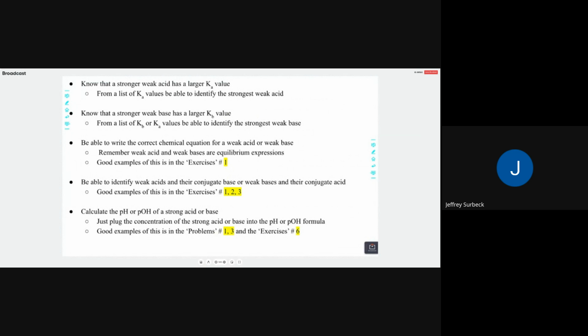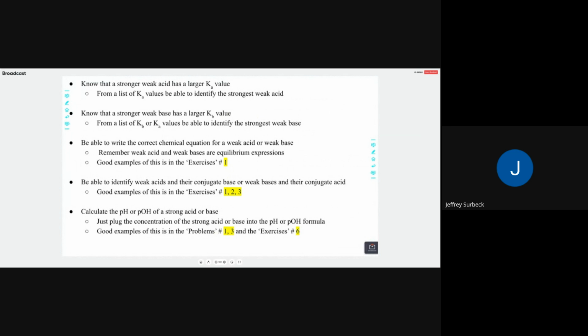Same thing can be said about base values. Okay, be able to identify the strong or weak portion given the Ka or Kb values. We've already talked about this. The middle point here, chemical equation for a weak acid, weak base, equilibrium expression, two-sided arrows.